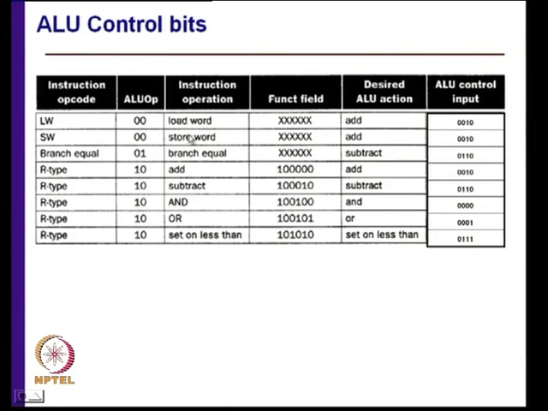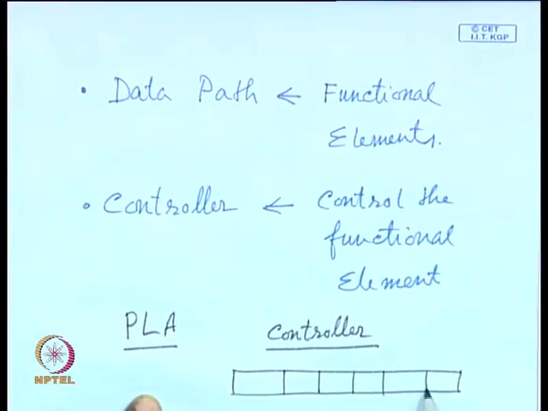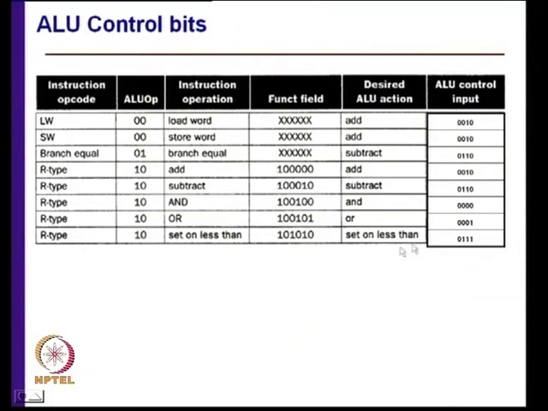Then the instruction operations are shown here: load word, store word, branch equal, addition, add, subtract, AND operation, OR operation, set on less than, R type. And this is the function field that is coming from the instruction. You may recall that the instruction has a function field. So in addition to the main opcode, there are three register fields and a function field. You may recall the 6-bit opcode, then three register fields, then the function field, and then the shift field. So this function field is used in this particular case for generating the ALU control signals.